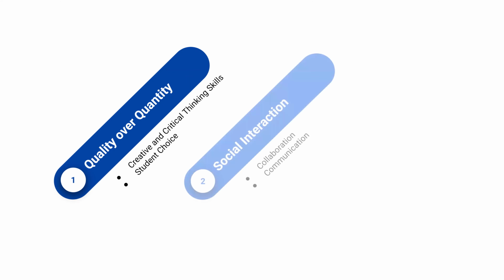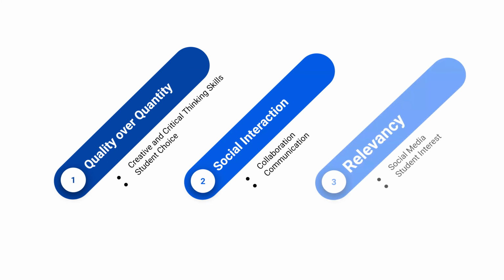Now, let's think back. We have 4 keys from our research. Number 1, quality over quantity. We want to make sure that we're addressing creative and critical thinking skills. We give some student choice. Next, we have that social interaction. So we want collaboration, we want communication, and then relevancy.